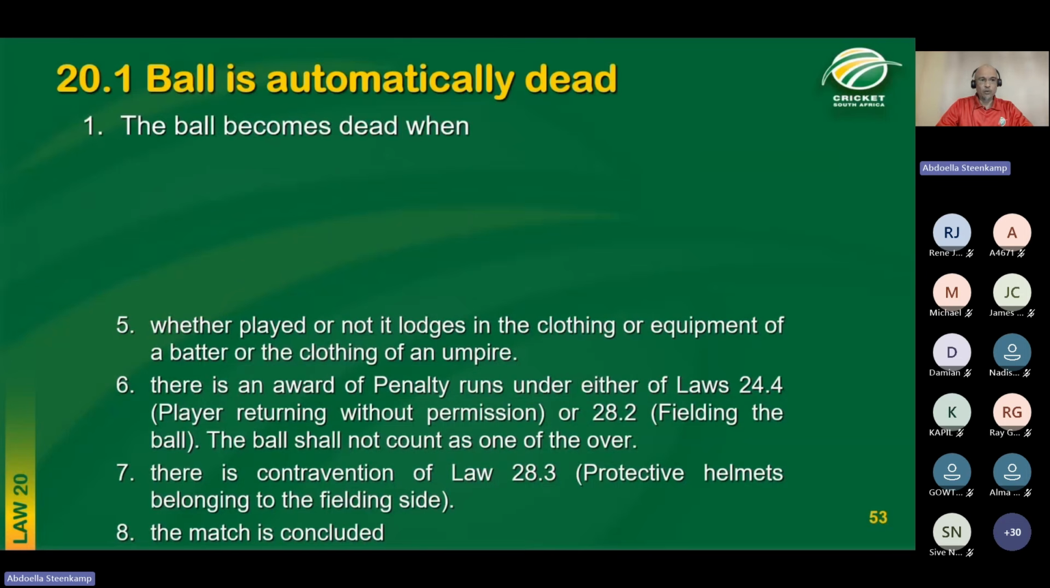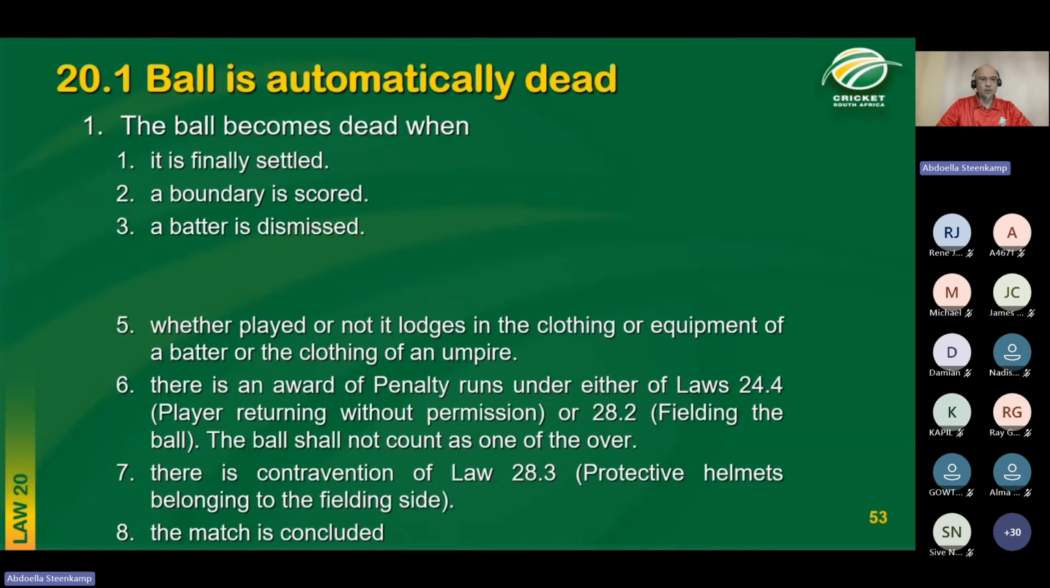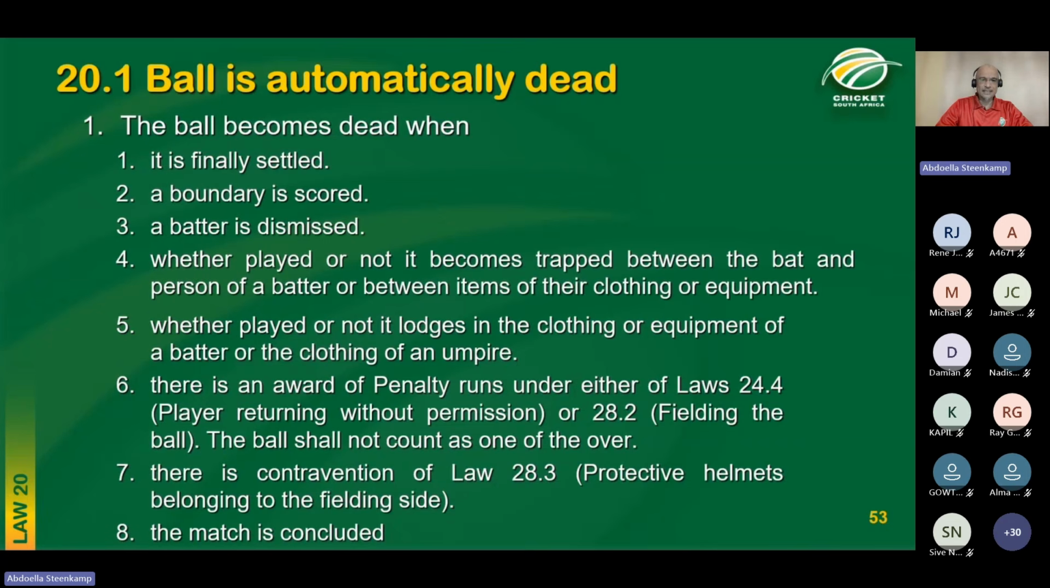When it comes to dead ball, there are instances where the umpire needs to call and signal dead ball, and there are instances where the ball automatically becomes dead. Let's look at a few instances where the ball automatically becomes dead. Something will happen, and according to the law, the ball is automatically dead. What are those instances? As soon as the ball is finally settled, the ball is automatically dead. What is finally settled? We'll get to it on the next slide. But for now, as soon as the ball is finally settled, ball automatically dead.